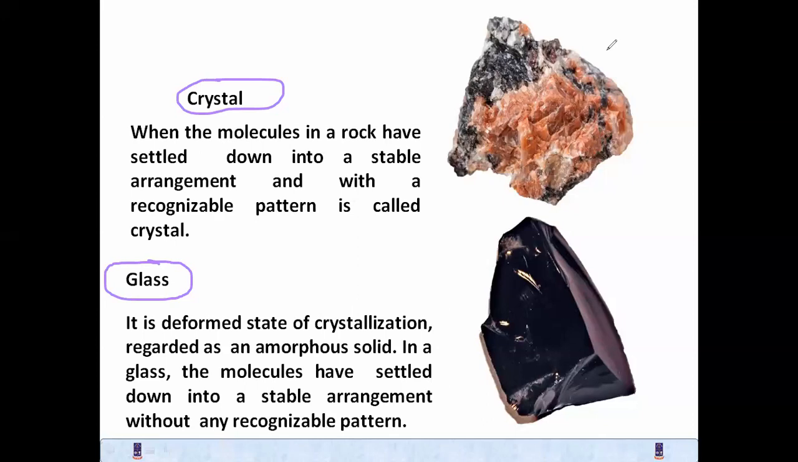So such a type of material is considered as a glass, and where we can identify each and every individual mineral, then such a type of material is considered as a crystal. So two types of materials are always present in the rock, crystal and glass.